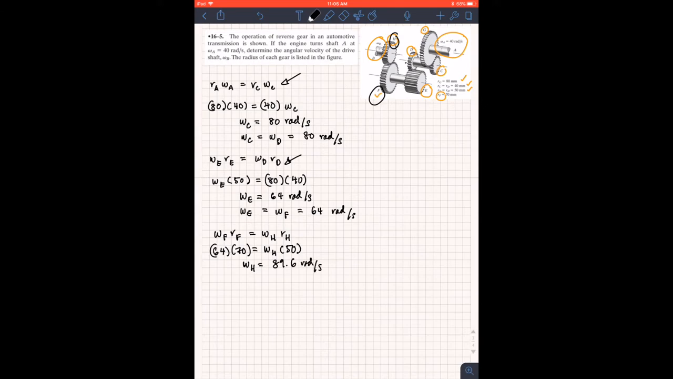Since omega H, or gear H, is connected to shaft B, omega B equals omega H equals 89.6 radians per second.